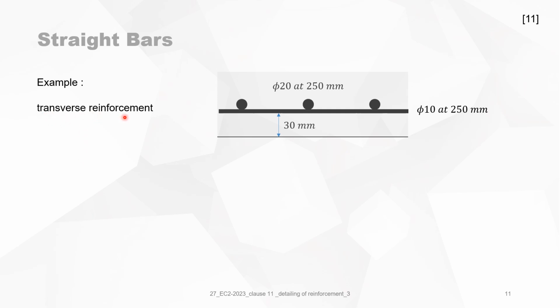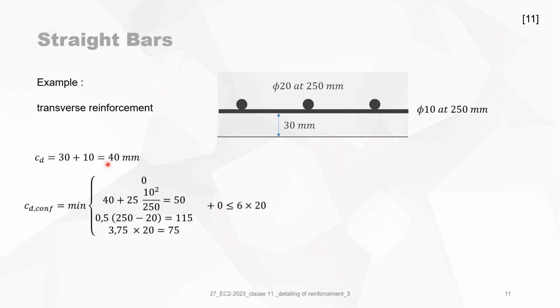Let's have an example of transfer reinforcement. You have bars, diameter 20, every 250 millimeters, center to center, and I want to anchor those bars diameter 20. And there is a transfer reinforcement in the other direction, which is diameter 10 every 250 millimeters. And the concrete cover on the transfer reinforcement is 30 millimeters. Now let's calculate delta cd confinement. cd is of course the 30 millimeters for this bar, for diameter 20, it is 30 millimeters plus the 10 millimeters here of the transfer reinforcement, which is 40 millimeters.